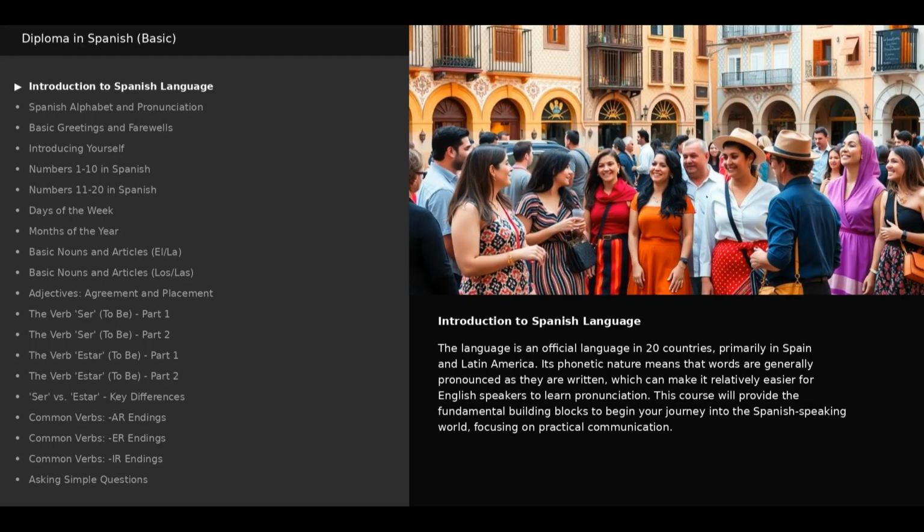The language is an official language in 20 countries, primarily in Spain and Latin America. Its phonetic nature means that words are generally pronounced as they are written, which can make it relatively easier for English speakers to learn pronunciation. This course will provide the fundamental building blocks to begin your journey into the Spanish-speaking world, focusing on practical communication.